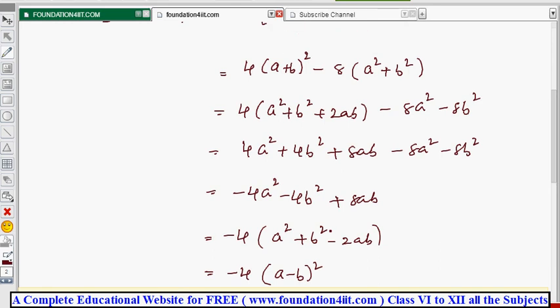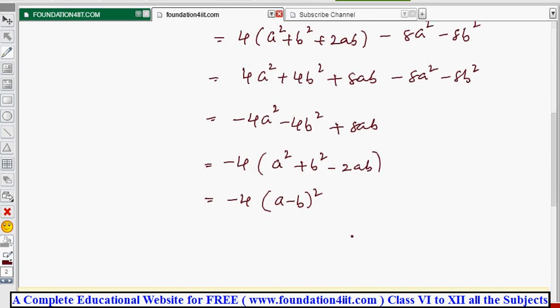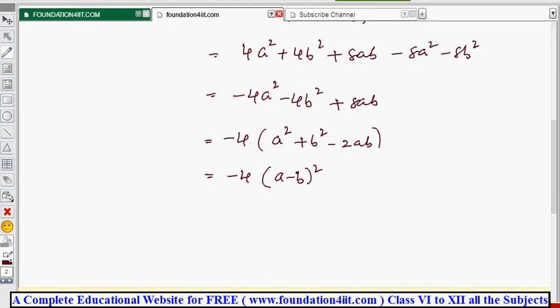If you note, a² + b² − 2ab is the formula for (a − b)². Now observe this value. Whether a − b is negative or positive, because of the whole square, this total is positive. Now positive into negative 4 automatically gives a negative value. That means this is less than 0. Because of the whole square this is positive, but positive into negative is negative.